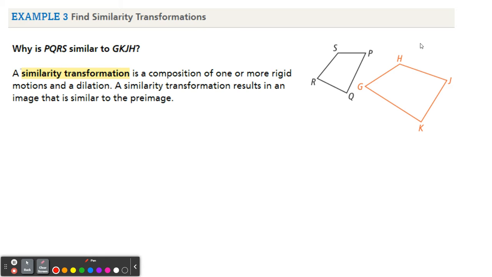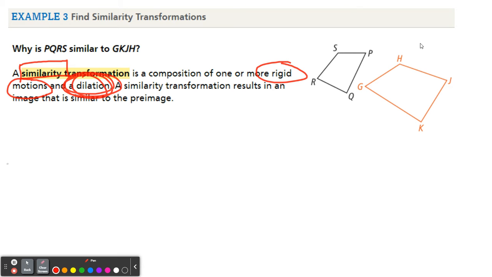There is going to be a similarity transformation involving rigid motions and dilation that will result in one figure mapping onto the other. But the idea is that because you use a dilation, the original figure is similar to the new figure. The pre-image is similar to the image. So in this picture here, right, we have to perform some sort of rigid motion, dilation, to make the black triangle onto the red triangle.